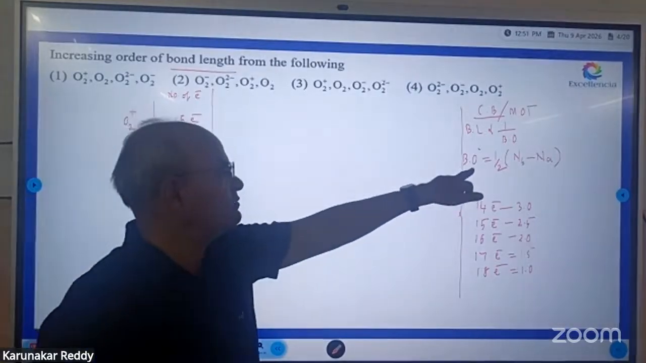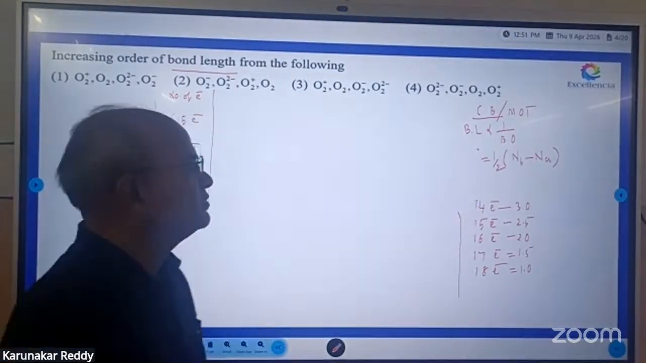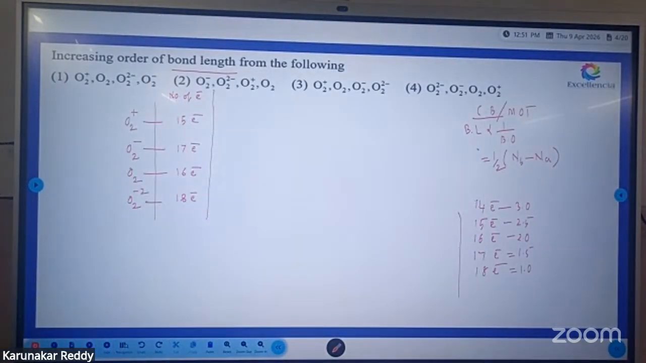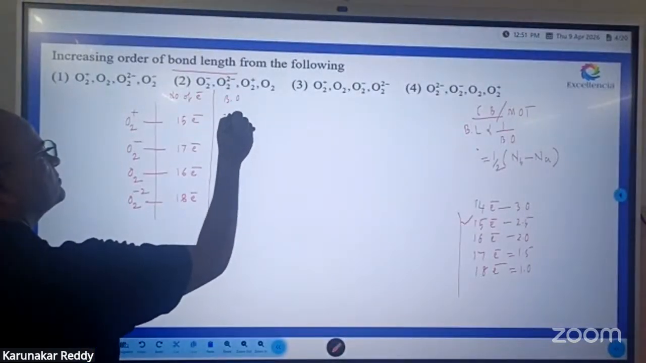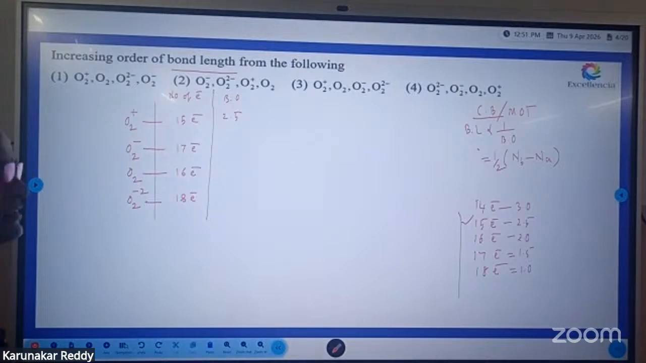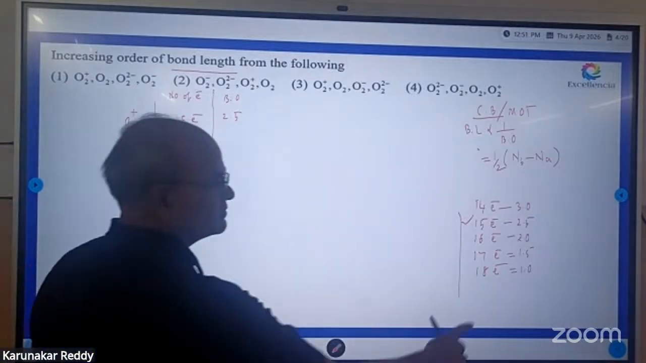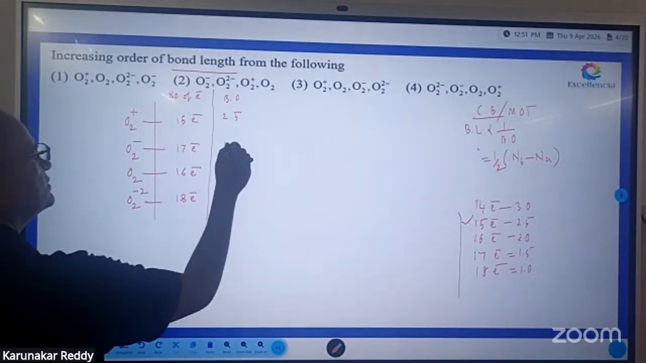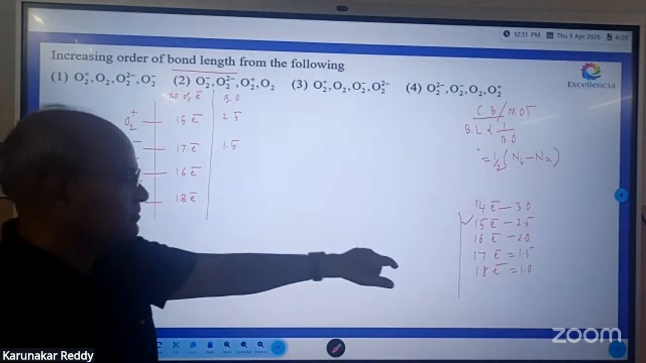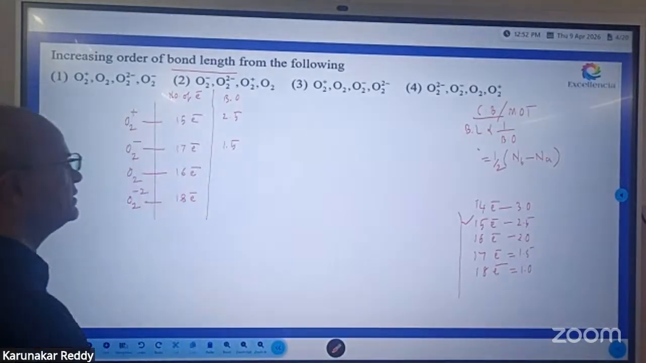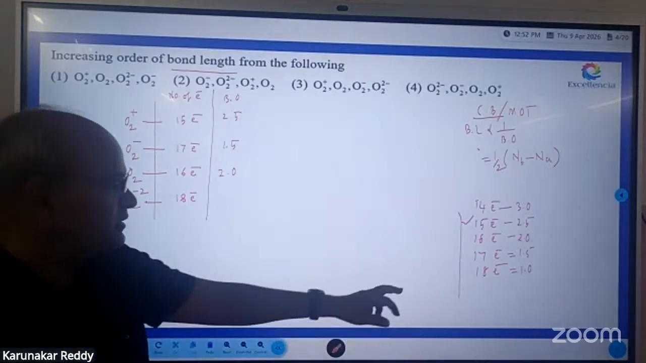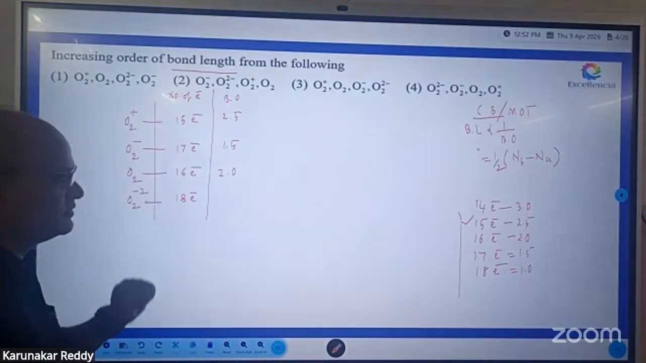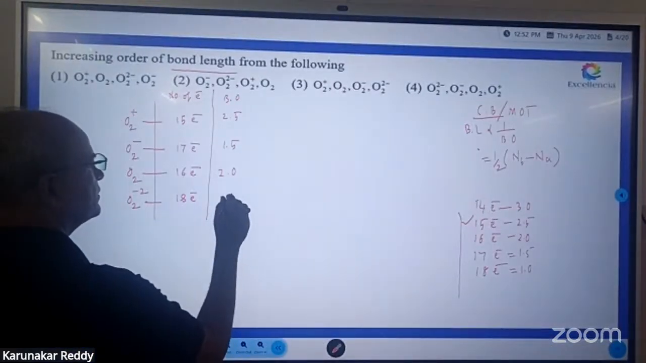But the actual bond order is calculated using the formula 1 by 2 of Nb minus Na. Here 15 electrons are there, and I can take the bond order directly as 2.5. Then O2 minus, the superoxide, has 17 electrons. That gives 1.5 as the bond order. And O2, dioxygen, has 16 electrons. Its bond order is 2.0. And O2 minus 2, the peroxide, has 18 electrons. That gives a bond order of 1.